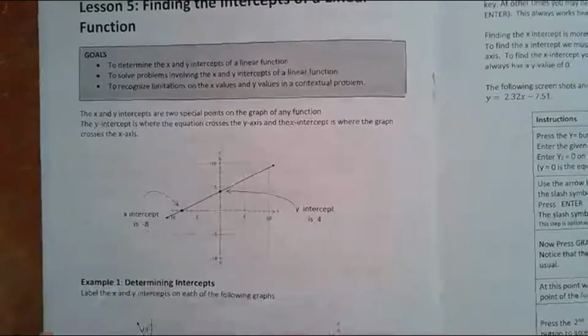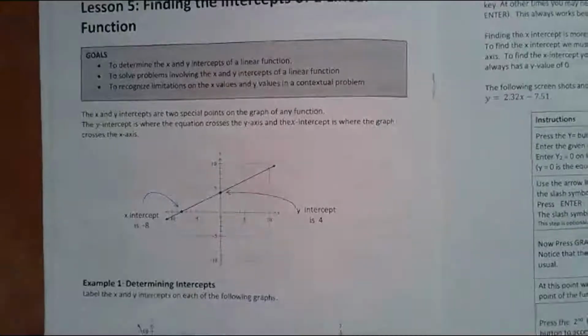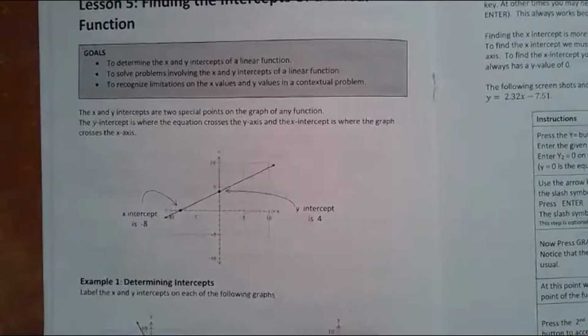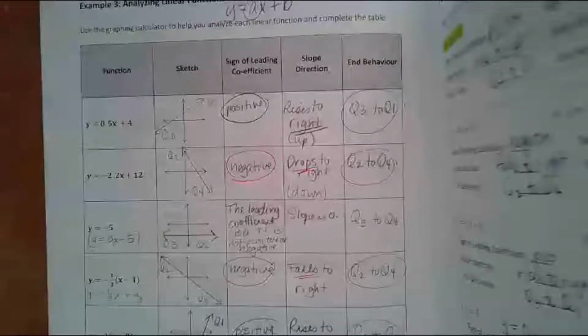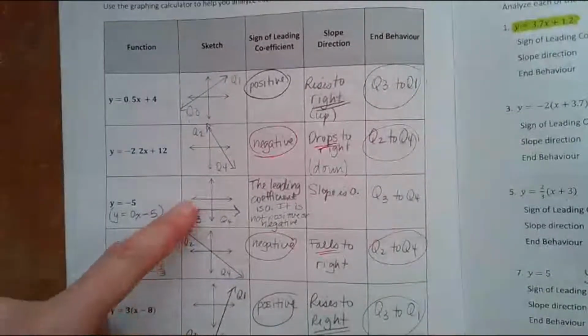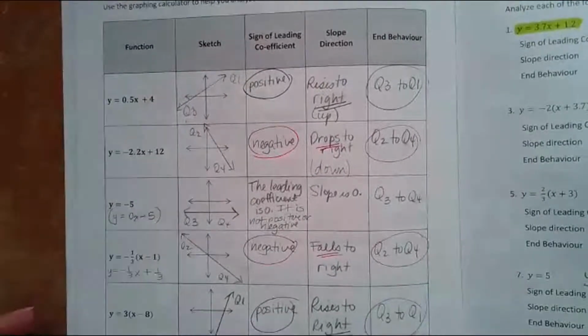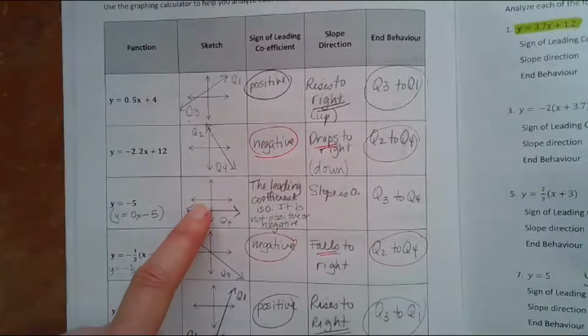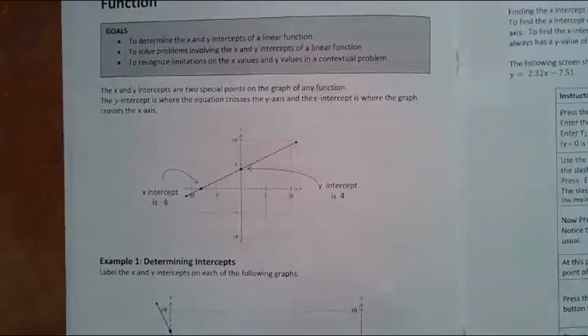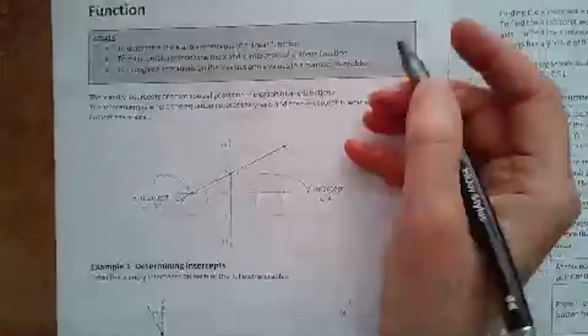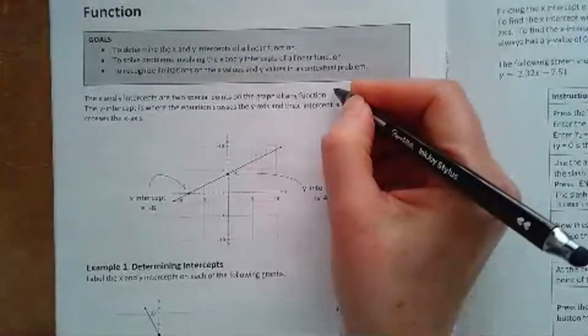Agreed? So if you think about it, when we had a constant function of y equals -5, it just had a y-intercept. And if I had y equals +5, it would have a y-intercept. So constant functions only have, I'm going to put a little note here.